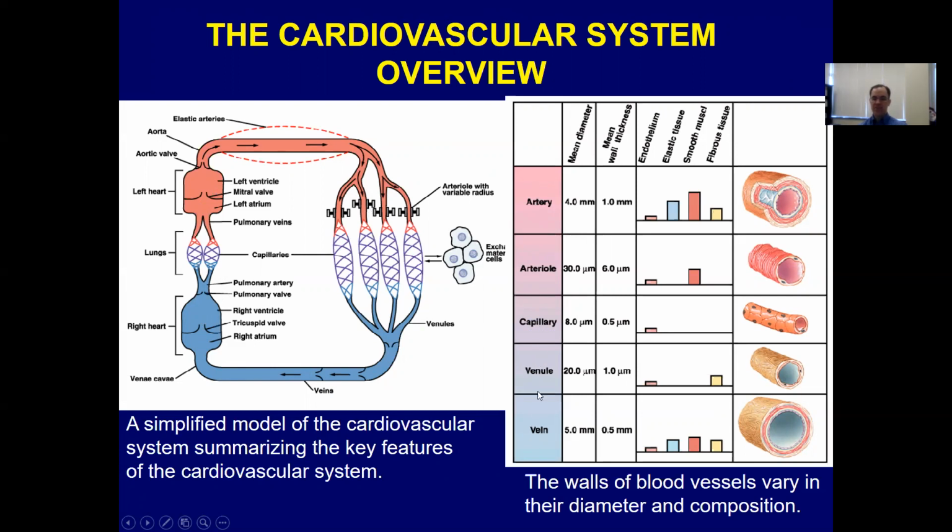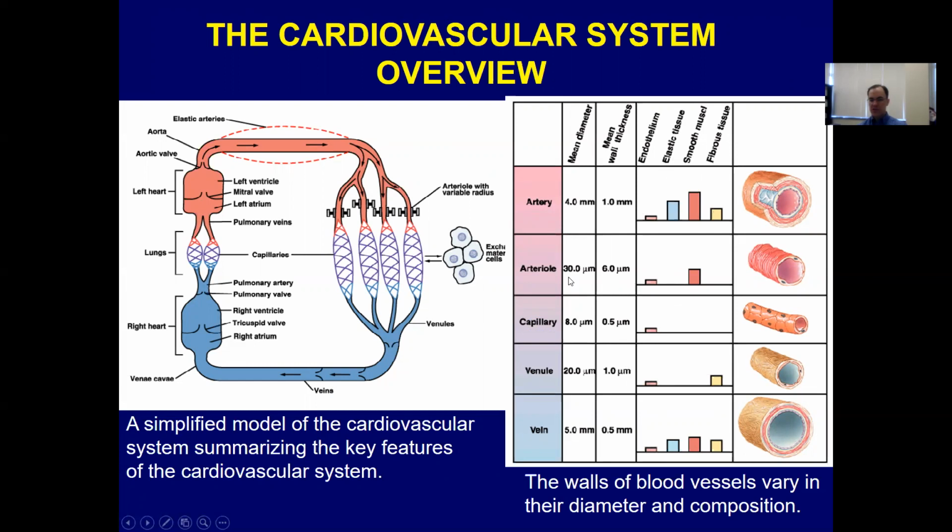Now again, here's the order from the heart to the arteries, arterioles, capillaries, venules, and veins. What you should gather from this is the structure of each of them. Notice that each of them has a single layer of endothelial tissue, and then they vary in whether or not they have elastic tissue, smooth muscle, and fibrous tissue. But again, notice that they all have a thin layer of endothelial tissue.